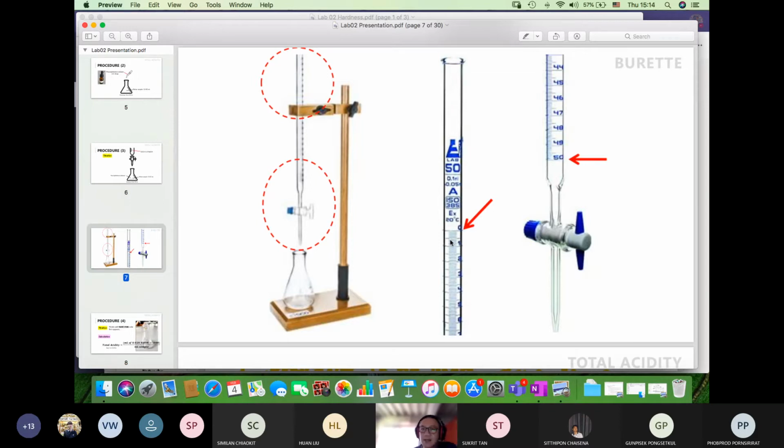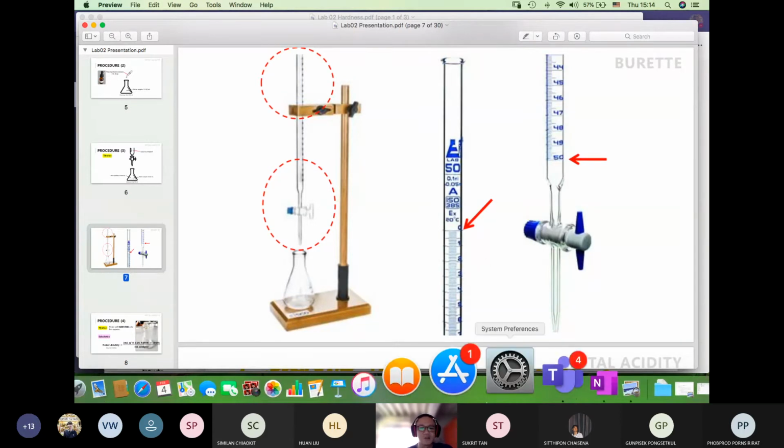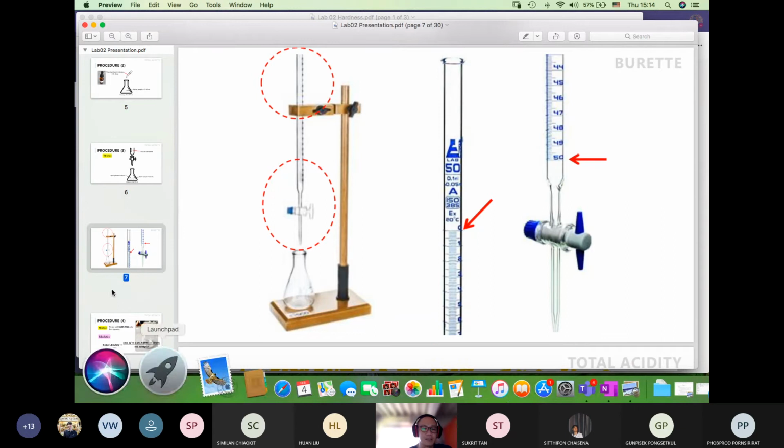I think this skill you have already had a chance to practice in the chemistry labs when you studied in the first year. As first year students, you have already practiced using and reading the scale from the burette.